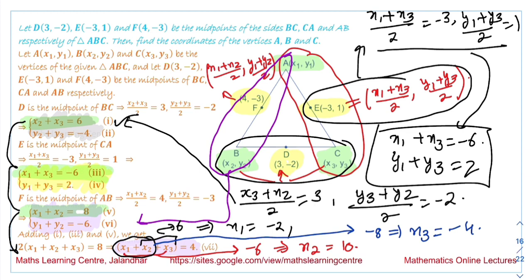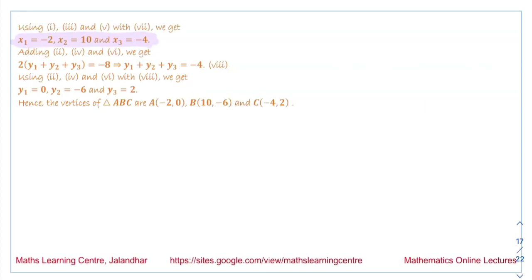Now next, we have to calculate the values of y1, y2, y3. We have used a similar procedure. First of all, we have added all three equations corresponding to y1, y2, y3. We will get the value of y1 plus y2 plus y3 is equal to minus 4. And by using these three equations, we will obtain y1 is equal to 0, y2 is equal to minus 6 and y3 is equal to 2.